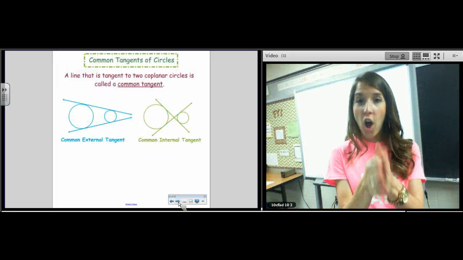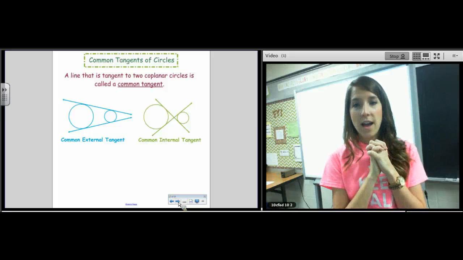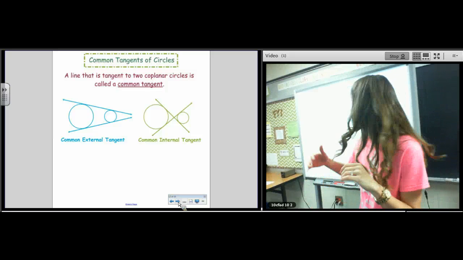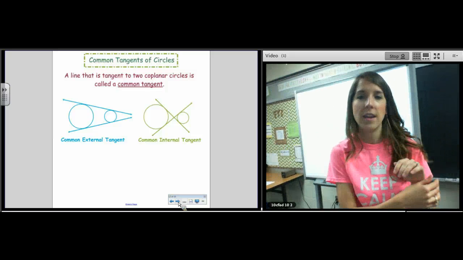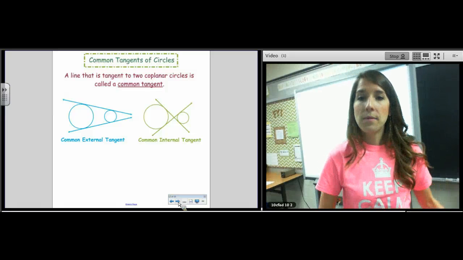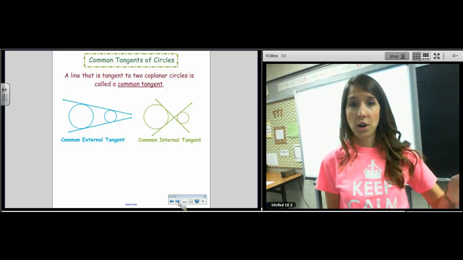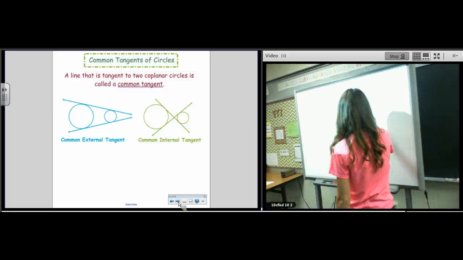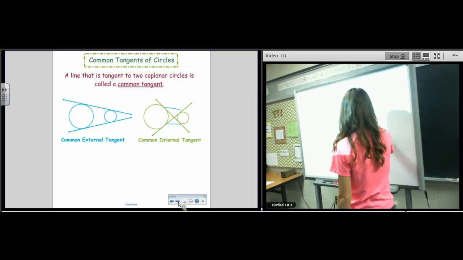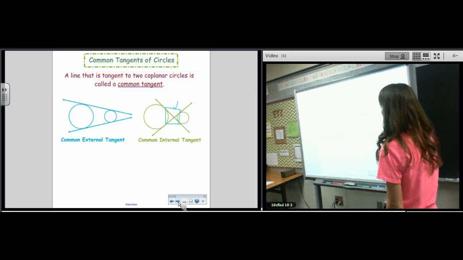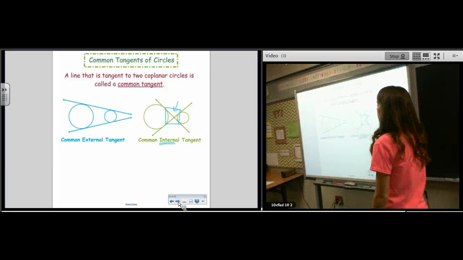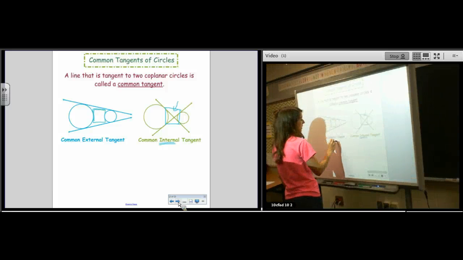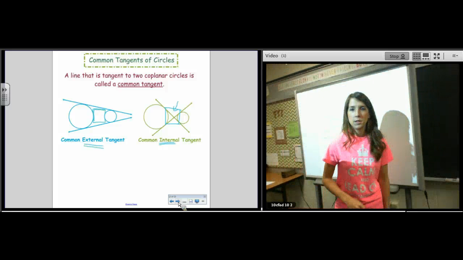Next thing that we're going to talk about is called a common tangent. A line that's tangent to 2 circles at one time is called a common tangent. Now these circles do need to be coplanar, just in case you're working in 3D. We've got 2 types of common tangents: internal and external. They're internal tangents if they break the plane between the 2 circles. If they come within that plane, they're an internal tangent. And if they're not breaking this plane right here, then they are an external tangent.